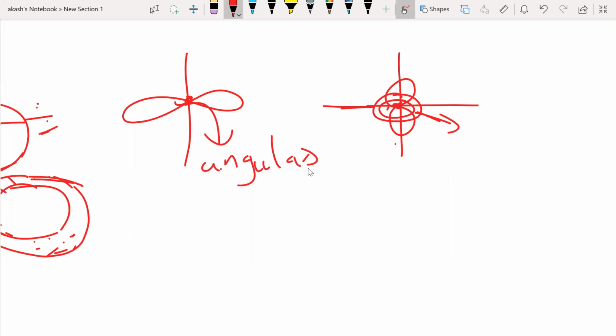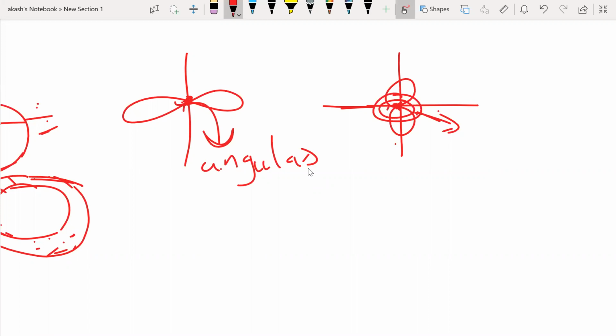I hope you understand. I'm not able to exactly put it in words. It should be where two lobes meet, something like that. So this center is my angular node, and the ring is your radial node.